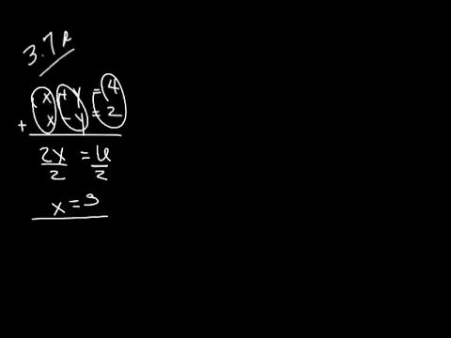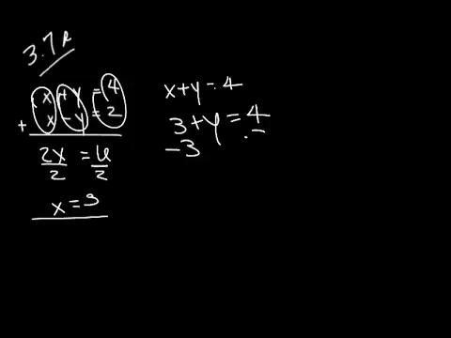But this problem up here is asking for x and y. So now we take one of these equations, doesn't matter which one, and we plug the 3 in and we solve for y. So we subtract 3, and we get y equals 1. So my answer for this particular problem is 3, my x value, 1, my y value, and I'm done.